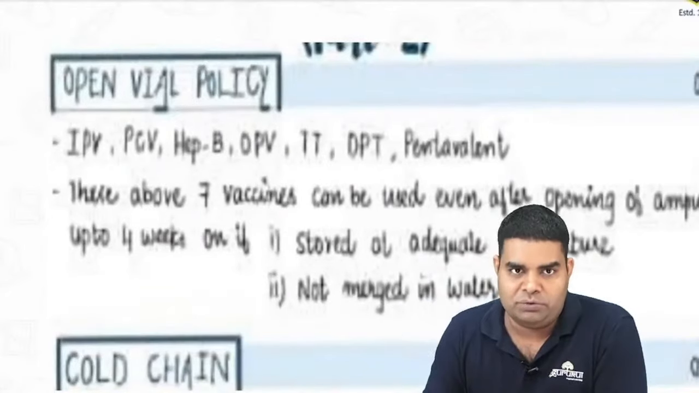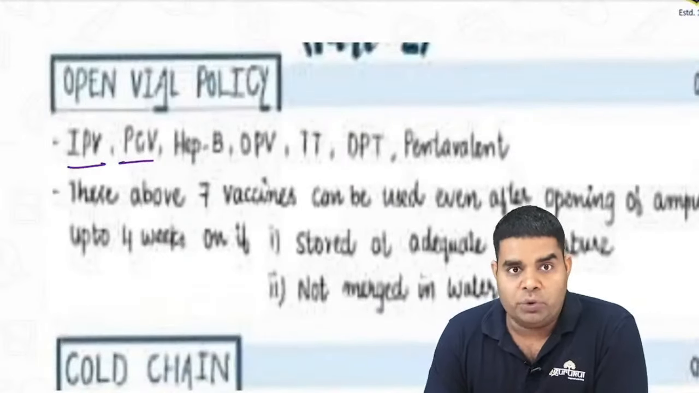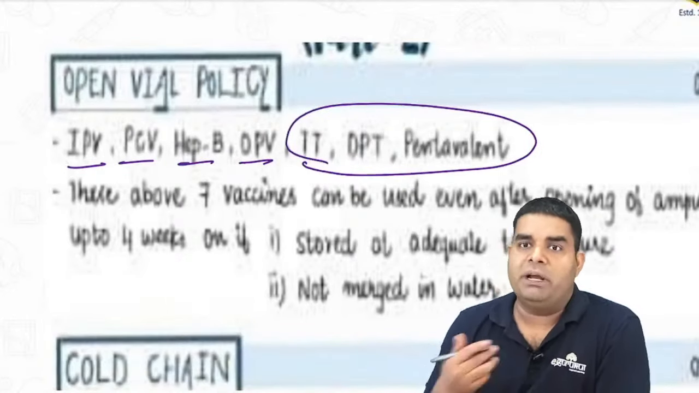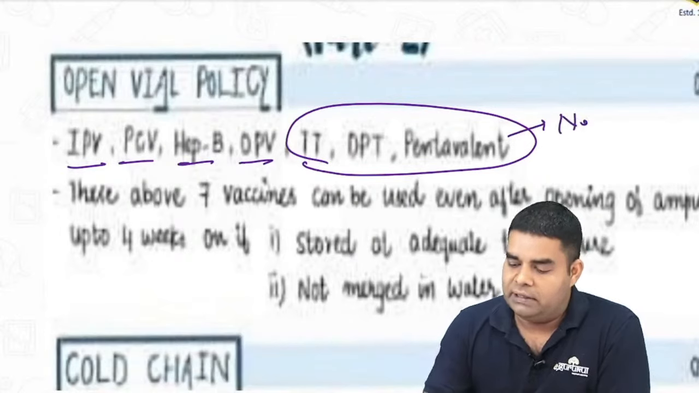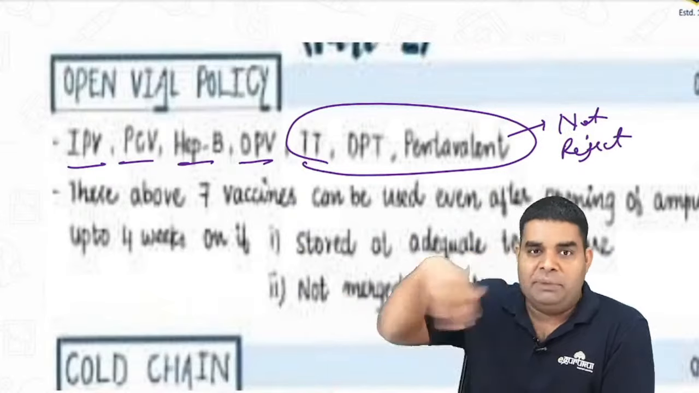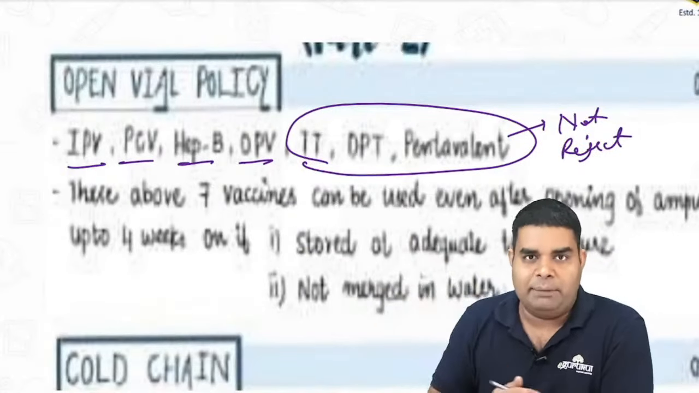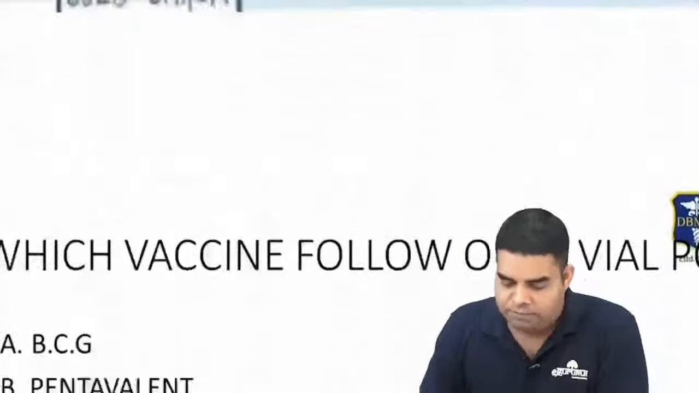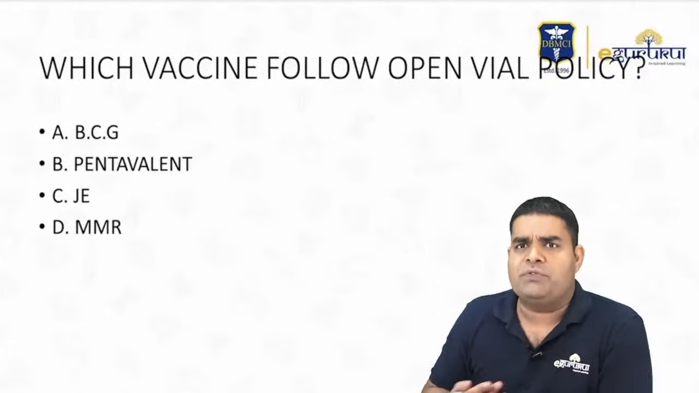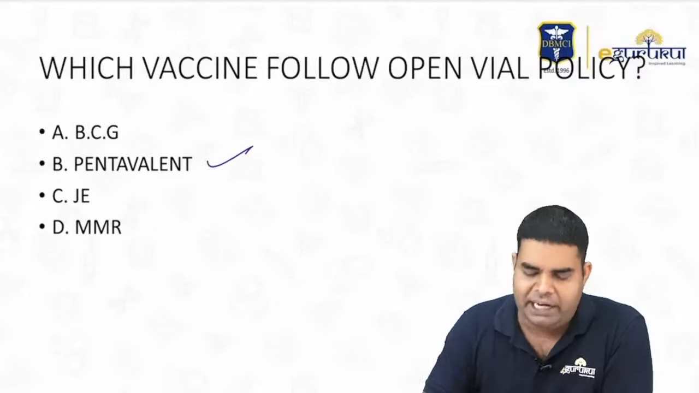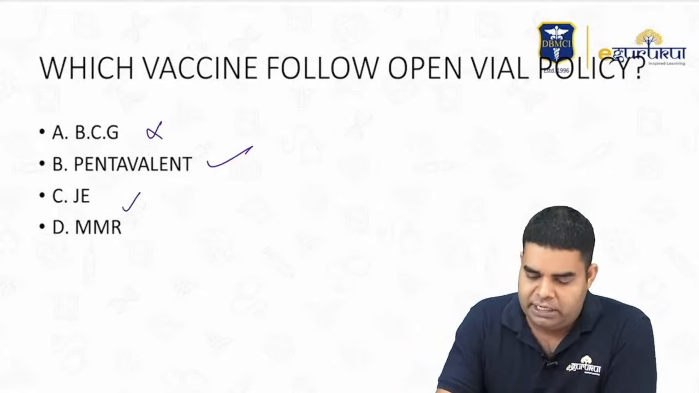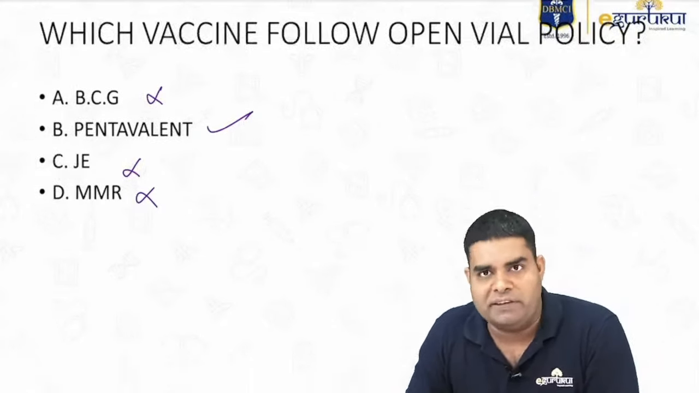This is also from the notes. Of course, IPV, pneumococcal conjugate, hepatitis B, OPV, and all the vaccines with T follow open vial policy. So we will not reject these vaccines. We will reject other vaccines and we will not keep them in our storage. We will reject them after opening them. Now, next question: there was a question directly asking which vaccine follows open vial policy? Of course, pentavalent. Either of the two questions was there in the exam. Pentavalent follows it. BCG, JE, MMR, they all do not follow open vial policy.